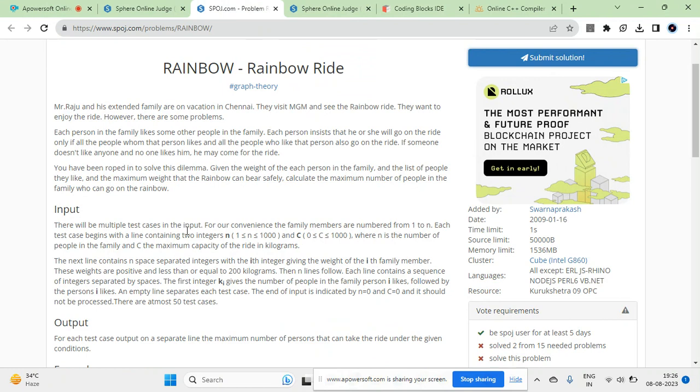Then a sequence of integers, n lines. Ki, the number of people in the family that this person likes, followed by the people that person i likes. So 5 people. A blank line separates each test case, and the end of the input is declared.